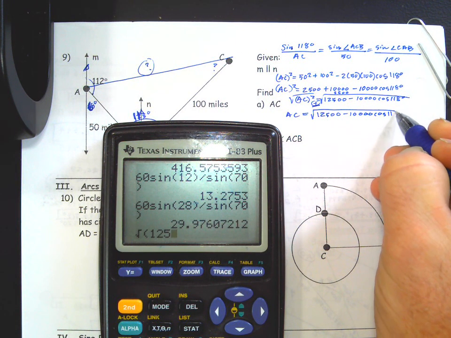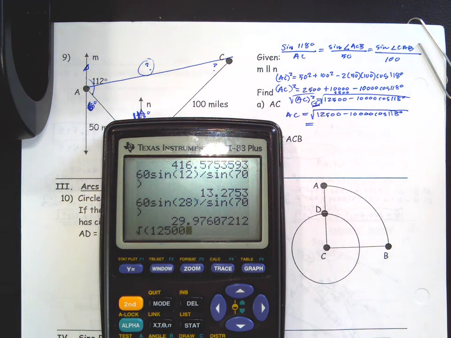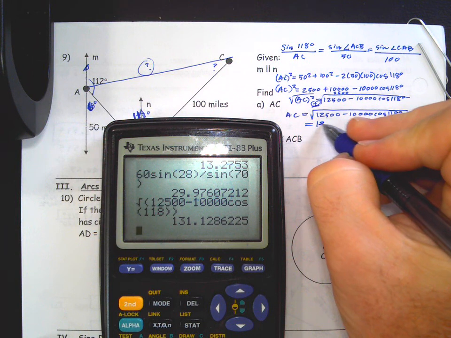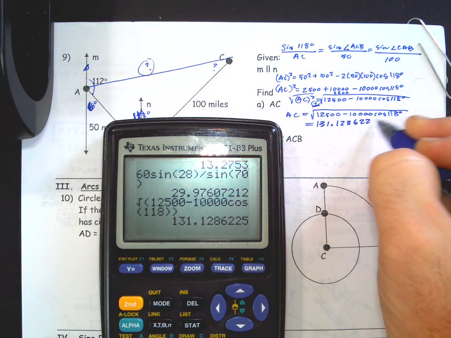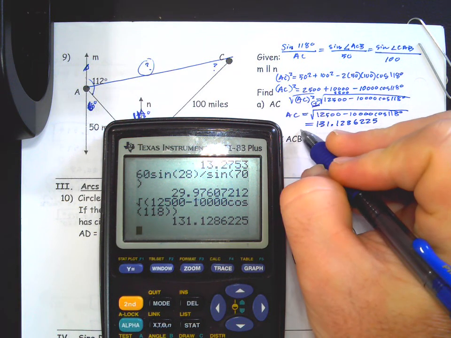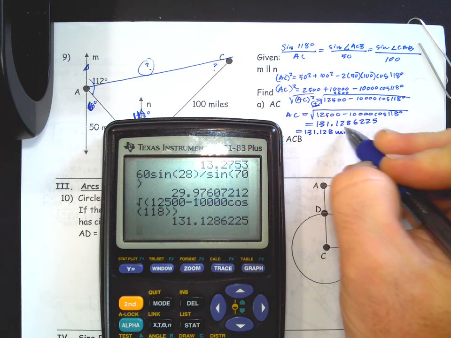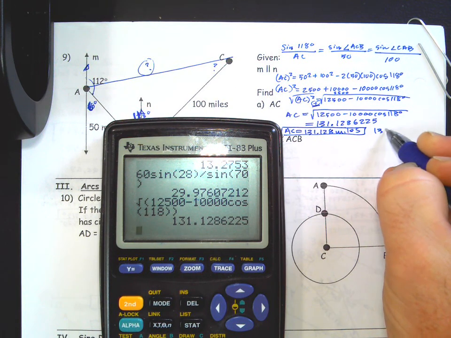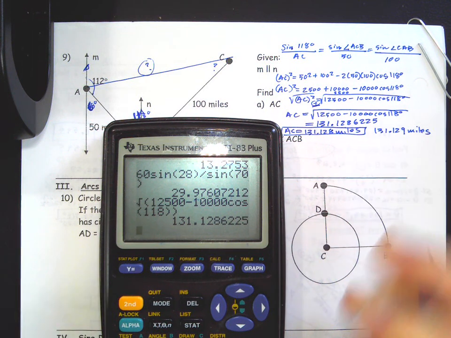Okay, so that's the exact answer, which I'd like to see. We shouldn't have any decimals yet. No, just carefully. So 131.1286225. So we're going to go with 131.128. The units are miles. You need to put the units. Without the units, you're losing points. Now that's truncated, rounded to be 131.129 miles.